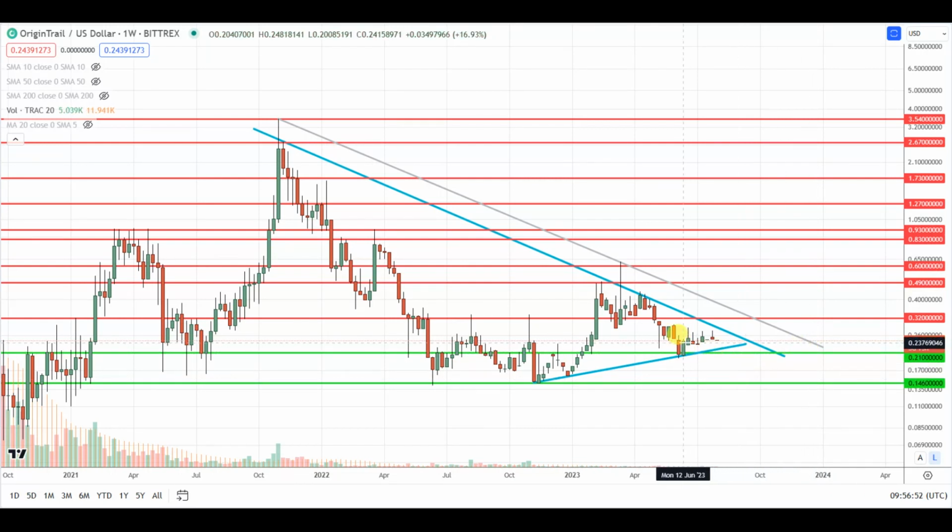Now, in terms of where in the shorter to midterm we're going to face some areas of resistance, clearly have them laid out here at 32 cents, 49 cents, 60 cents, 83 and 93 cents, as well as $1.27, $1.73, $2.67, and $3.54, which is our all-time high. Keep that in mind on TRAC. $3.54 is our all-time high. Now, major area of support that I do want to see hold, I want to see ultimately this 21 to 20 cent area hold as support.